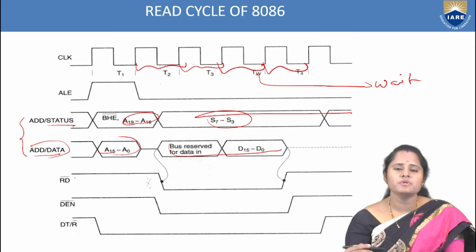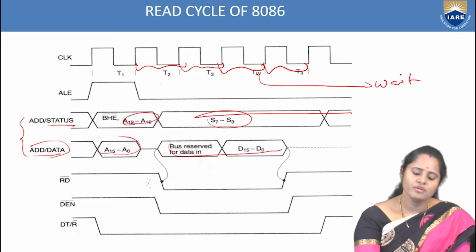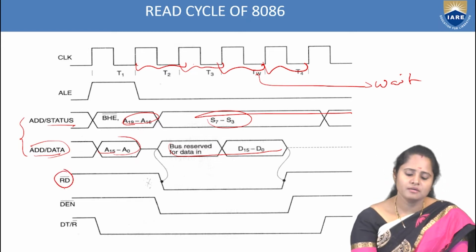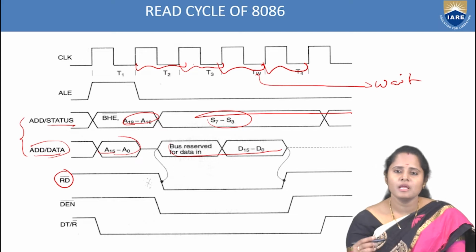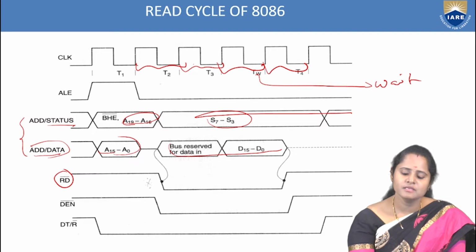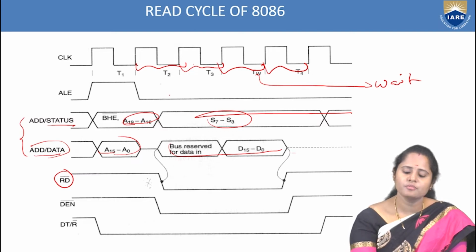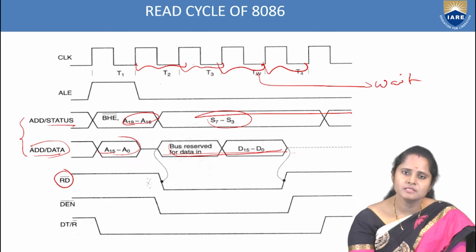So here, as we are going for only the read cycle of an 8086 in minimum mode, we have a read signal, RD bar. RD bar indicates that we are reading the data, we are taking the data. This pin will be active when the data is present on the data bus. You can see here data is present from T2 to T4. From T2 to T4, data is present on the data bus. So when the data is present on the data bus, only then can you access it.